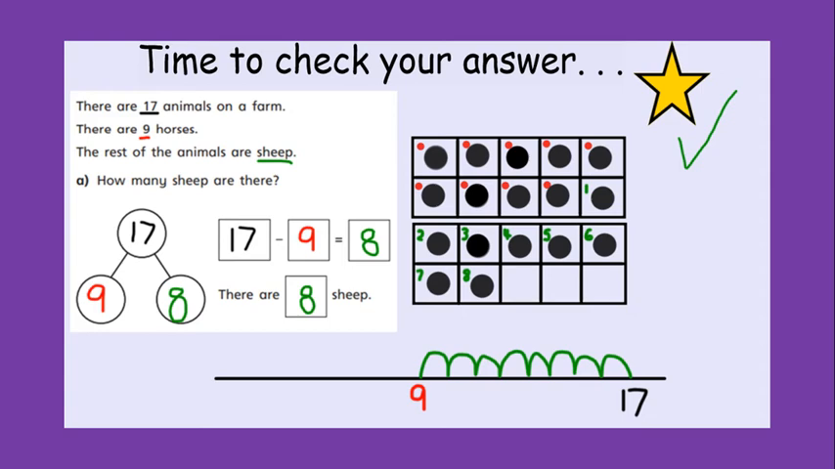There are 8 sheep, and the number sentence should read, if there are 17 animals and we take away 9 horses, that equals 8 sheep. 17 take away 9 equals 8. Well done if you got that right.